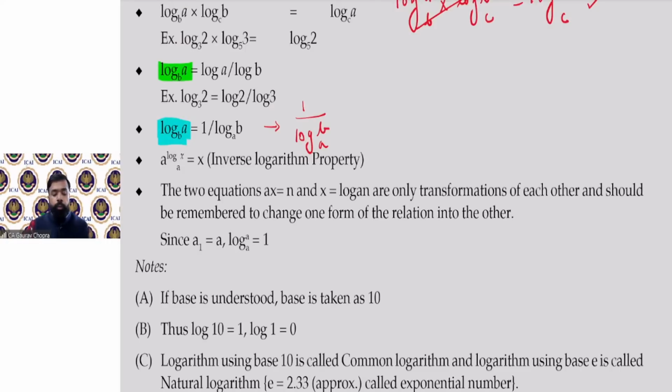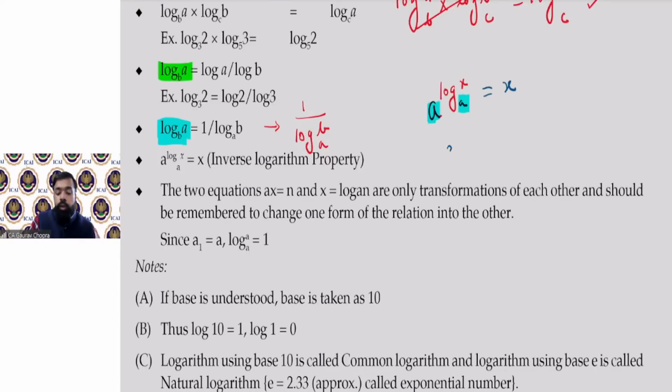Then there is one more property which says a to the power of log of x with base a. Now a is having the power of logarithm and logarithm is having the base a. That means this base a and this a both are same. Whenever these are same, then the result will be equal to x.